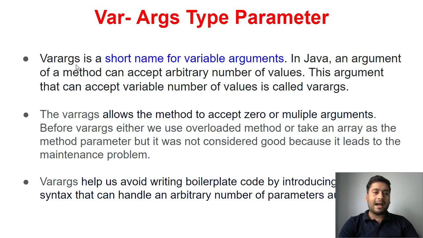Var-arg is a short name for variable arguments. In Java, an argument of a method can accept an arbitrary number of values. What is the meaning of arbitrary? It means you can send similar types of data, for example real numbers or integer numbers. Arbitrary numbers means not one exact value; you can send multiple values in varied forms. I will show you this too. An argument that can accept a variable number of values is called var-args.